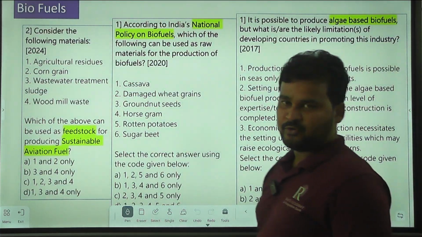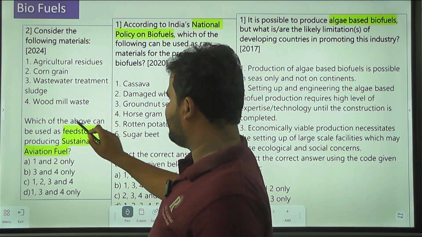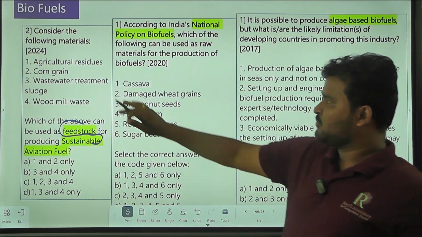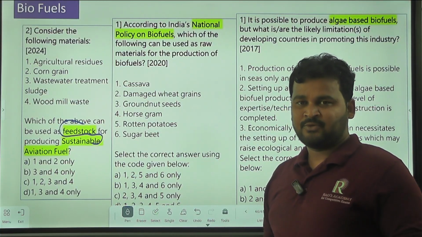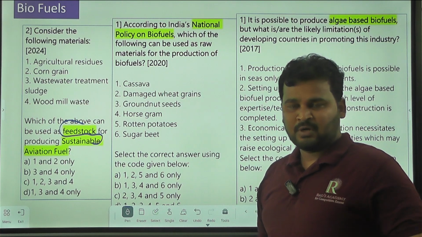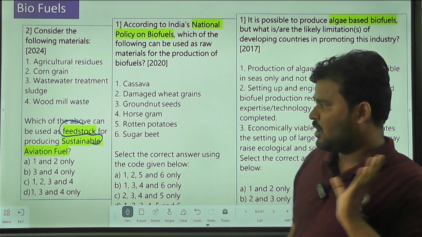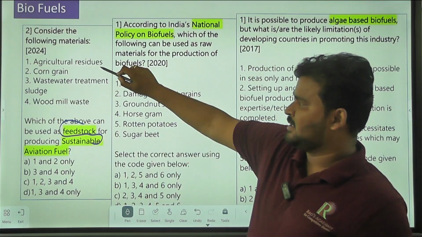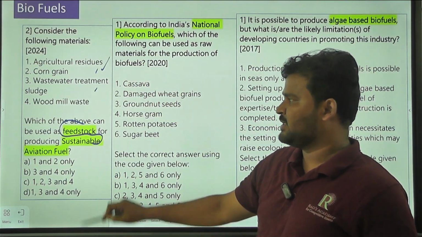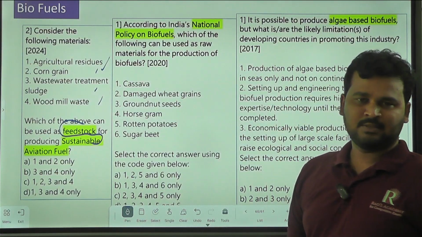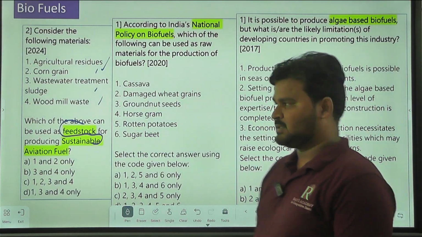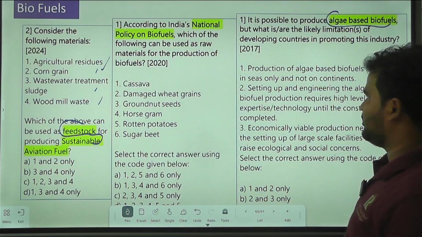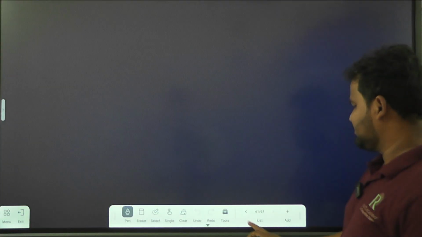Next, biofuels, like feedstock for producing sustainable aviation fuel. The question simply asked which of the following materials can be utilized for the production of sustainable aviation fuel. They gave the materials: agriculture residue, corn grain, wastewater treatment sludge, and wood mill waste. We have to identify the right answers. And the national policy on biofuels and algae based biofuels, favorite areas.